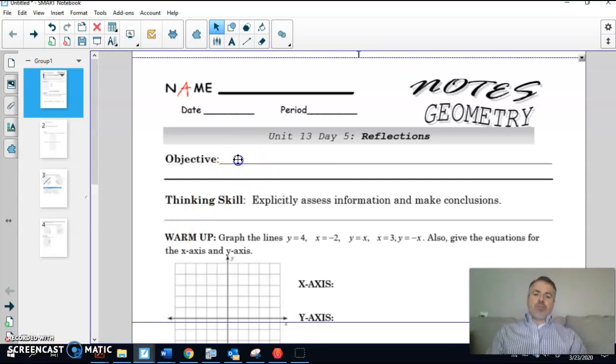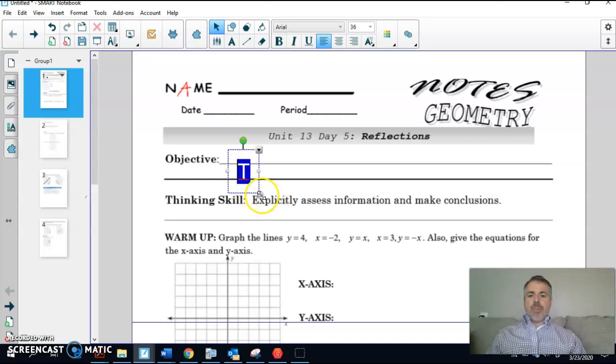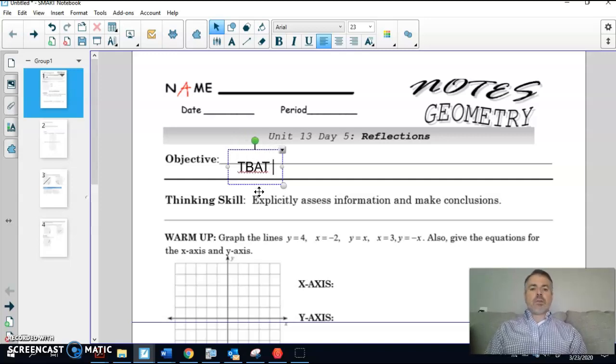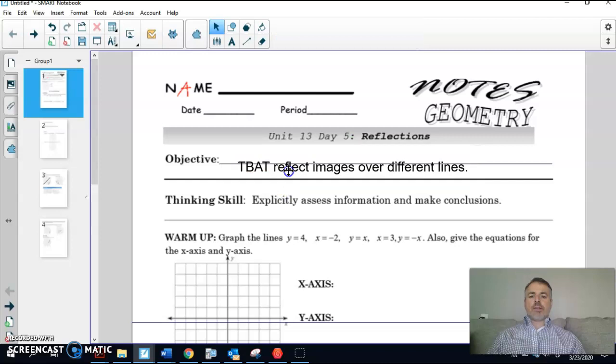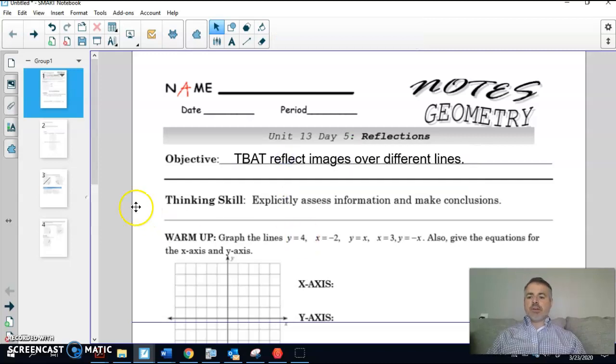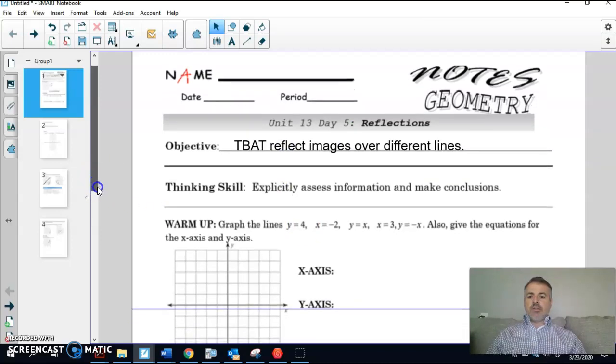Objective for the day is to be able to reflect images over different lines. So that's all we're looking at today. It's kind of building on what we did yesterday. So let's see, down here it talks about a warm-up.